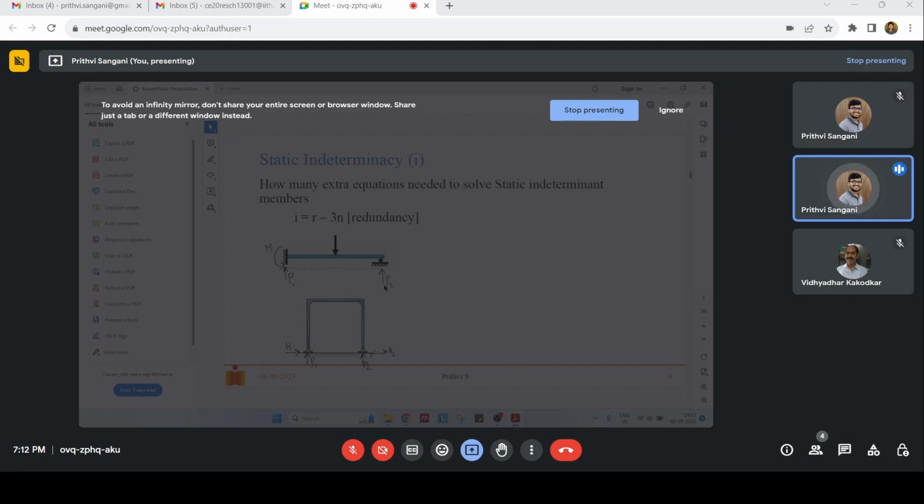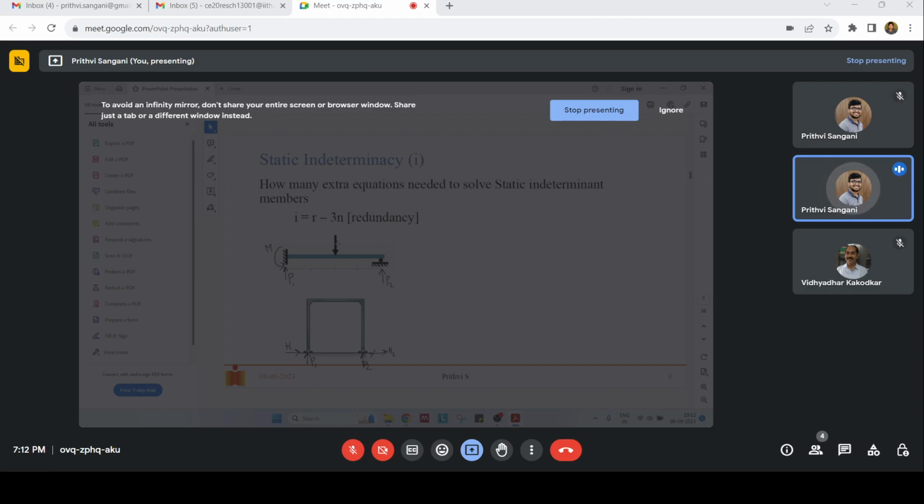So we have three unknowns, P1, P2, and M. So how many equations do we have? We have sigma Fx equal to 0, sorry, sigma Fy equal to 0. Again, this is a planar member, right? So we have sigma Fy equal to 0, and sigma M equal to 0. So we have only two equations in this case.